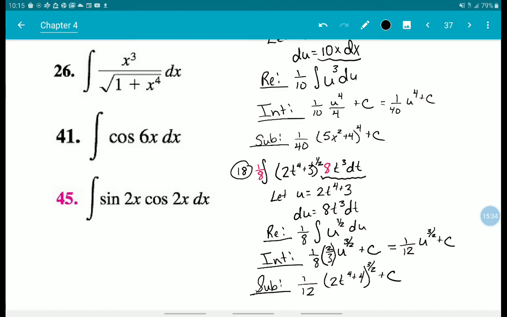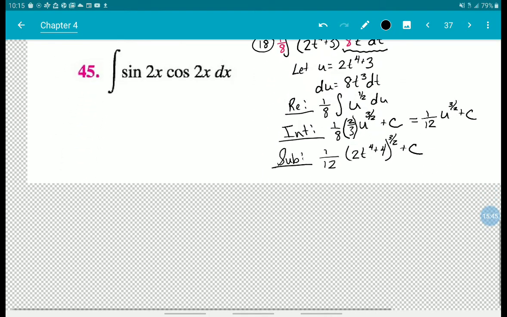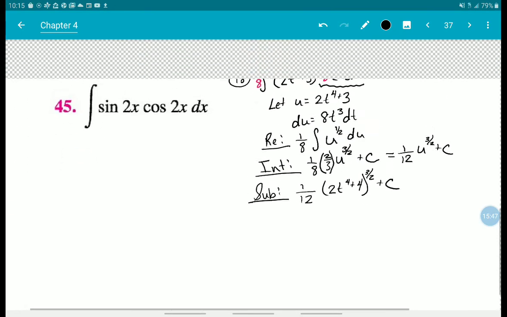So keep in mind, any of these, we can take the derivative, and as long as we took the derivative and we got back to what we started with, we would have the right answer. So it's a good way to double check your answers. Let's do another one.